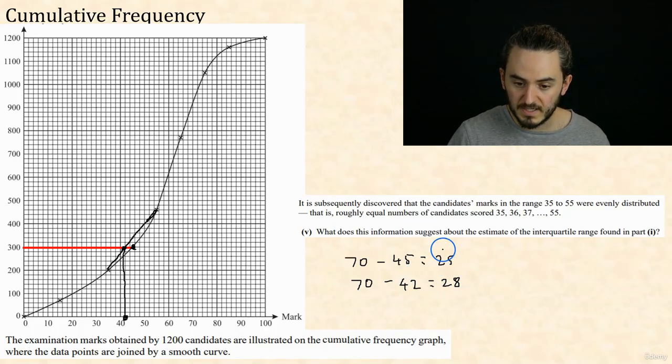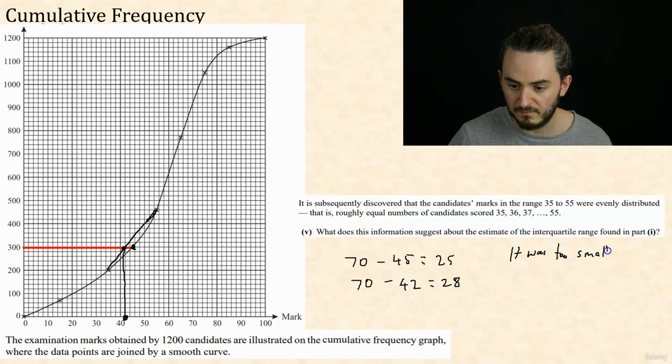So what we can say is, what does this information suggest about the estimate of the interquartile range in part 1? Well, we would say it was too small, since Q1 would have been lower.